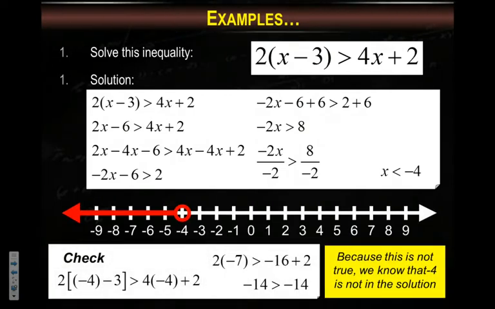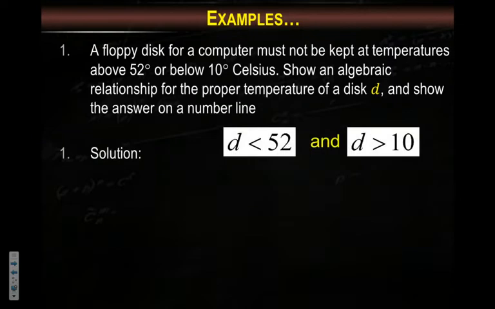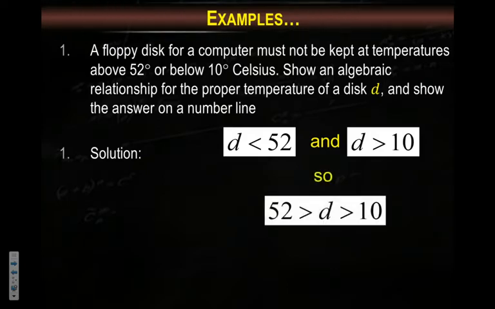Okay? Now, here's an example where it's built into a word problem. Floppy disk for a computer, floppy disk, boy, that's an old word problem, must be kept at temperatures of 52 or below 10. Show an algebraic relationship for this, for the D, the temperature of the disk. Well, we know D has to be less than 52 and has to be greater than 10. How could I write that as a compound inequality? Well, I could say 52 is greater than D and D is greater than 10.